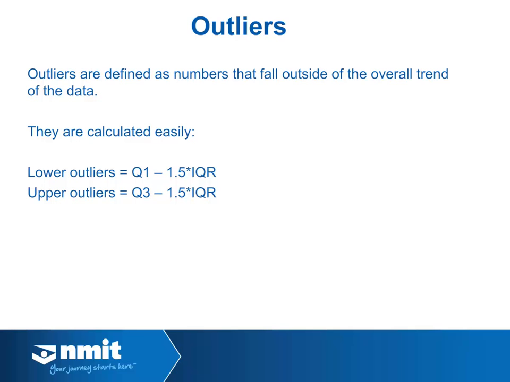Another benefit of the interquartile range is it allows us to formally define an outlier, an extreme value which is not like the other values in the distribution. We define lower and upper outliers, so extremely low values and extremely high values. Lower outliers are defined as the first quartile minus 1.5 times the interquartile range, and upper outliers as the third quartile plus 1.5 times the interquartile range.